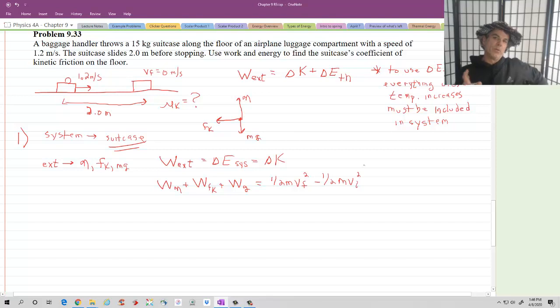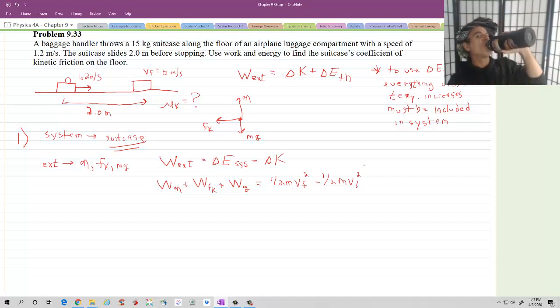Quick question for you before I continue on with this problem. I've got 5 different terms, 3 work terms, 2 kinetic energy terms. How many of those terms drop out? Okay, the answer is 3.